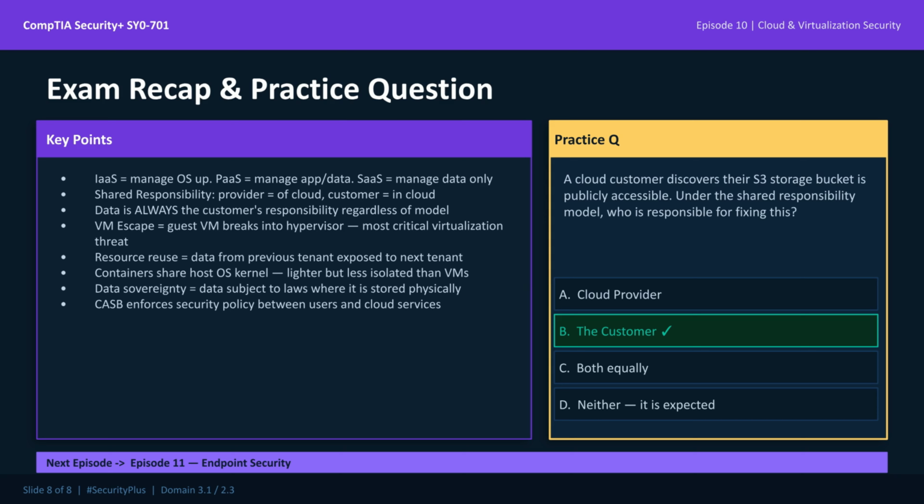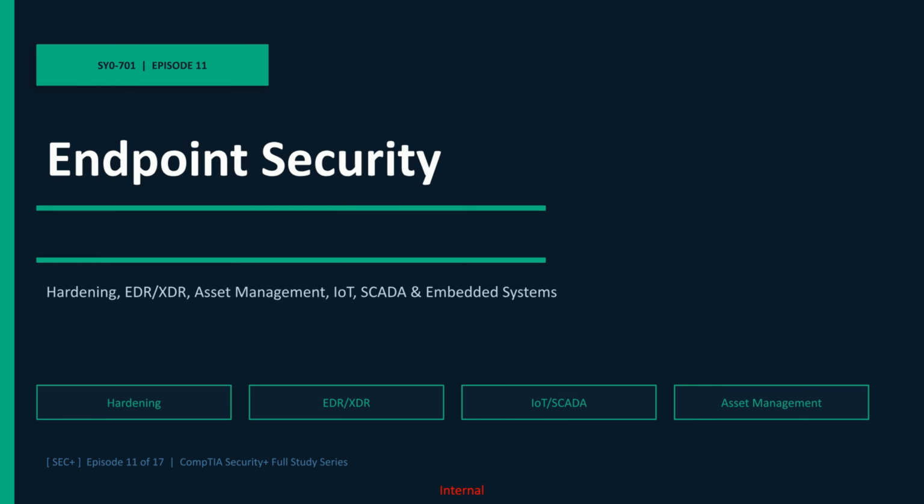To recap, data is always the customer's responsibility. VM Escape is the most critical virtualization threat. For the practice question, the misconfigured S3 bucket is a customer responsibility under the shared responsibility model. The correct answer is B. Welcome to episode 11, focusing on endpoint security.